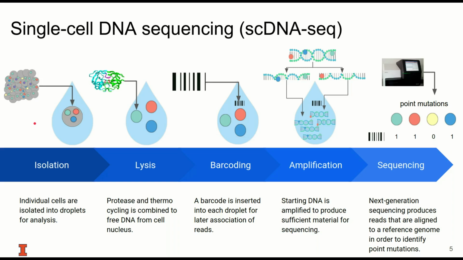So first, a single cell has to be isolated from a sample, typically with well-based protocols or microfluidic droplets. So throughout the remainder of this talk, I'll use the term droplet to refer to the outcome of this isolation process. Then the DNA must be freed from the cell nucleus, and a unique identifier is inserted into the droplet so that we can associate downstream analyses with a particular cell. After that, the DNA has to be amplified to increase the amount of material for sequencing. Then the fragments are read so that point mutations can be identified.